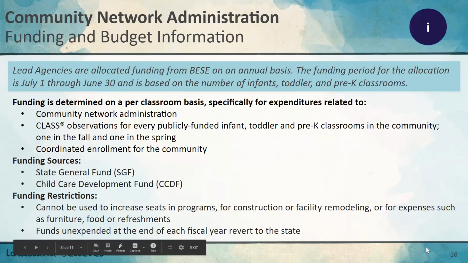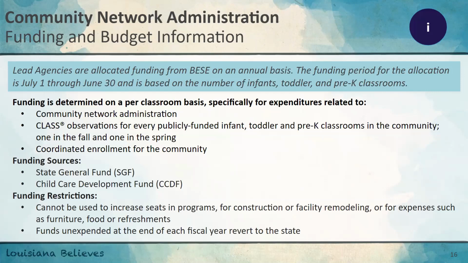All right. These next series of about 4 slides are these informational slides that I mentioned earlier with the icon. So we do encourage you to revisit these slides later in the slide deck. They provide you with additional information about funding and budgeting. As you all know, lead agencies are allocated funding from BESI on an annual basis. The funding period is July 1 through June 30th, and it's based on the number of classrooms, infant, toddler, and pre-K.